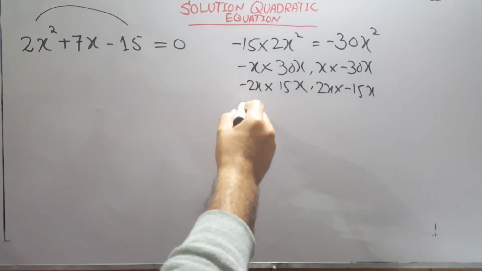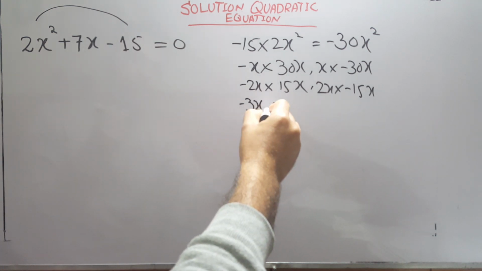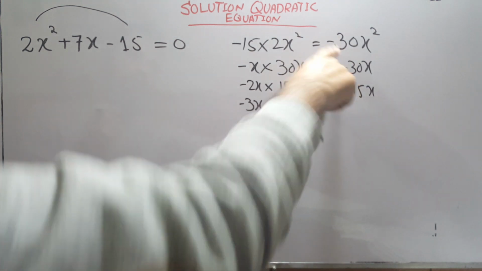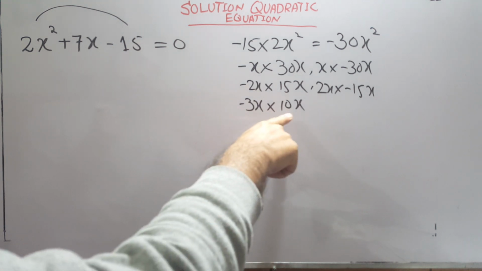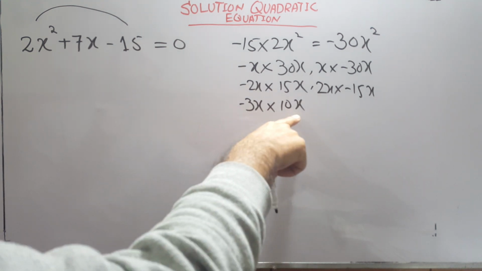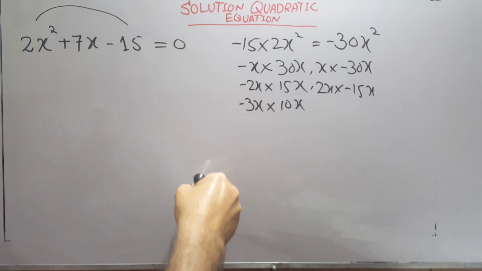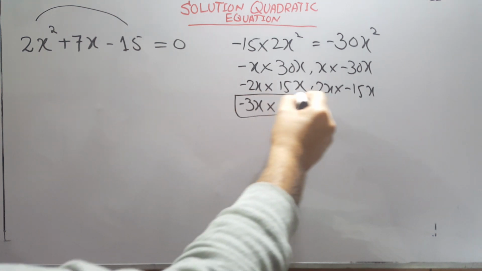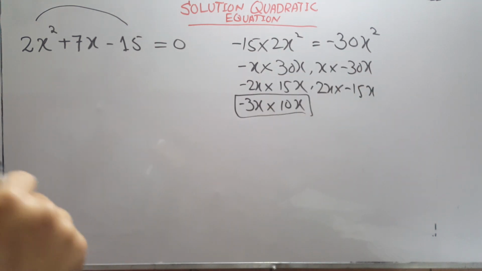So if we say minus 3x and 10x, that gives you minus 30x squared. And if you subtract minus 3x from 10x, this gives you 7x. So these are the factors of minus 30x squared that we can use for this equation.